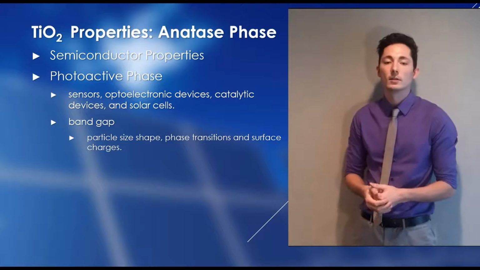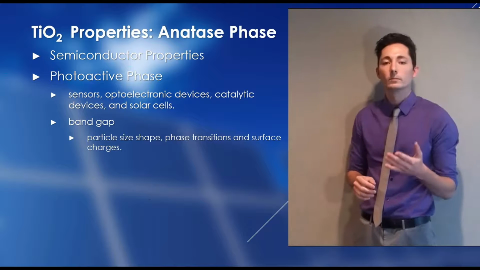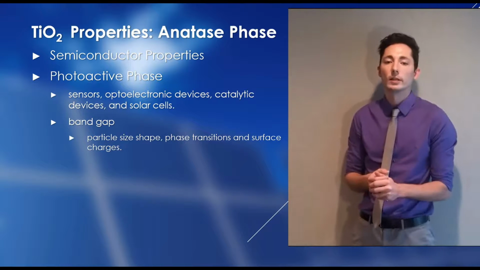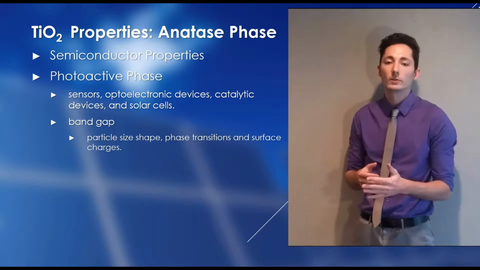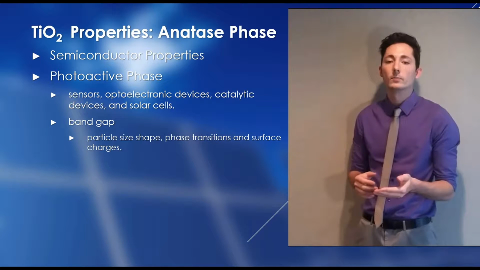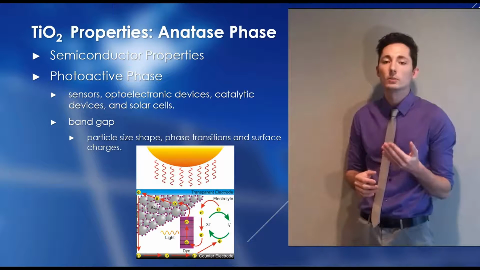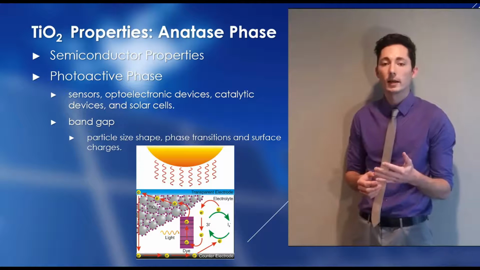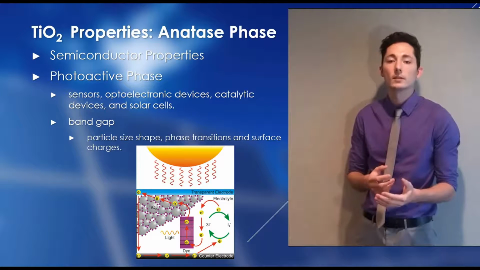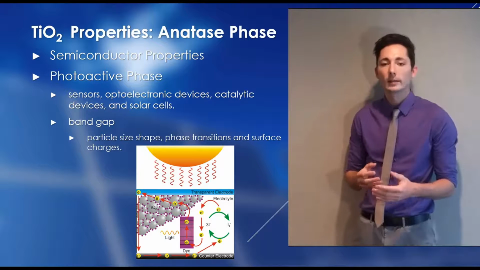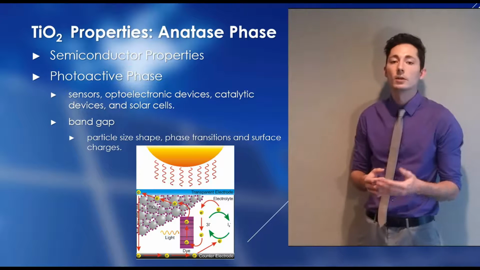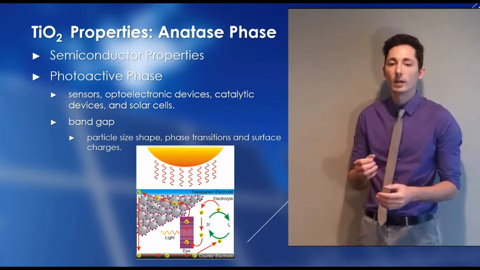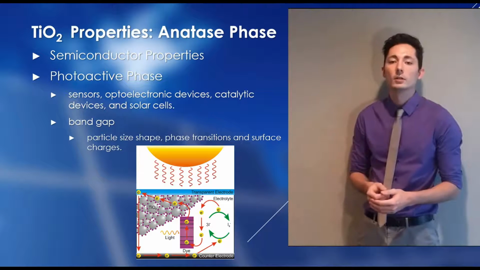The photo transport properties are related to the electronic band gap of the electrospun fibers. This is affected by particle size, shape, phase transitions, and surface charges. These properties make it ideal for use in dye-sensitive solar cells. Being able to control the band gap edge levels with respect to nanostructure and dyes allows the generation of voltage.